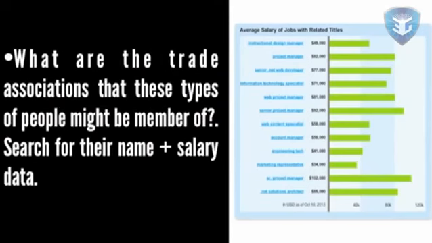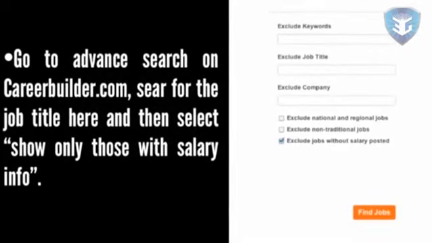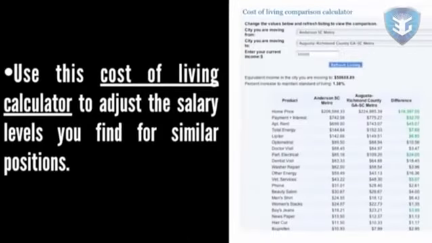What are the trade associations that these types of people might be a member of? Search for their name plus salary data. Talk to other business owners and ask them what they are paying for jobs like this. Be sure you talk about the specific duties of the person so you make sure you're comparing apples to apples. Go to the advanced search on CareerBuilder.com, search for the job title there, and then select Show Only Those with Salary Info. Use the cost of living calculator in the resources link below this video to adjust the salary levels you find for similar positions to your location.